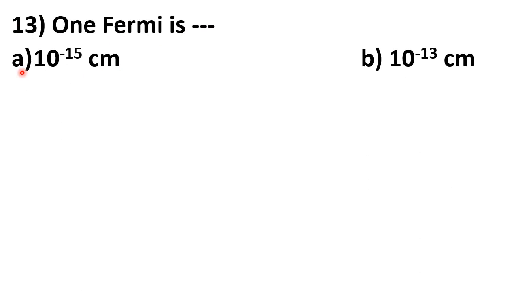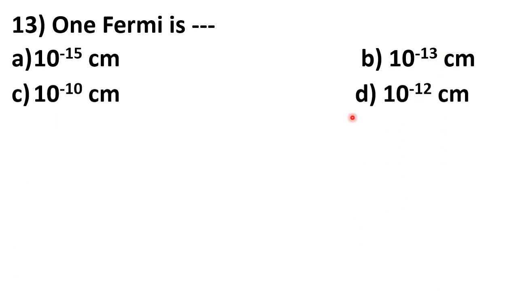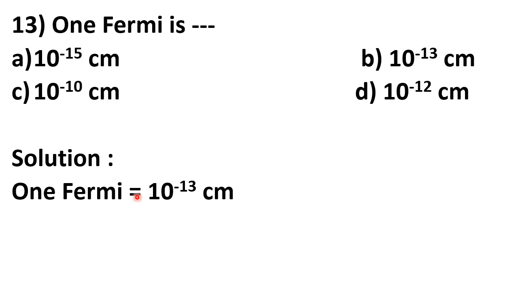Question number 13. 1 Fermi is dash. Options are A 10 to the power minus 15 centimeter, B 10 to the power minus 13 centimeter, C 10 to the power minus 10 centimeter, D 10 to the power minus 12 centimeter. Remember, 1 Fermi is always equal to 10 to the power minus 13 centimeter. Therefore the correct answer is option B.